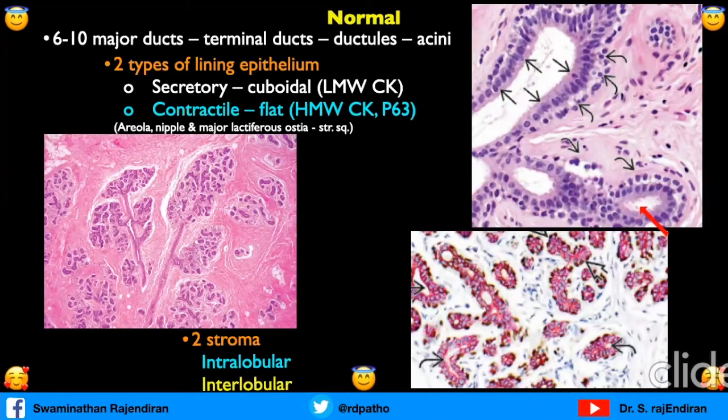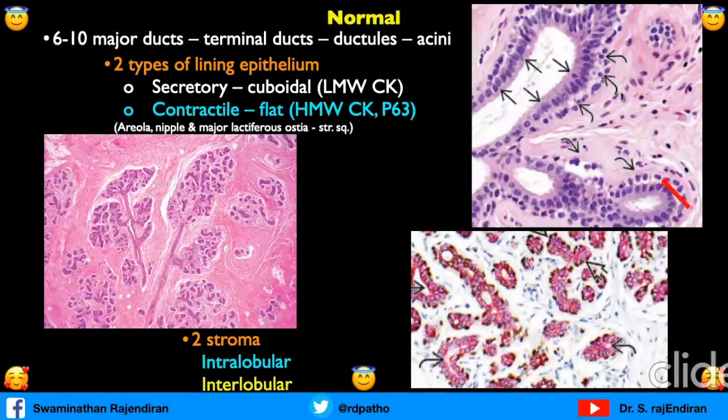Imagine these are myoepithelial, muscle and epithelium. So the muscle part contracts and pushes the secretions into the ductules. So these two layers of lining epithelium are very, very important to understand. Whenever there are more than two layers, then it is hyperplasia, minimum hyperplasia. Okay. And this myoepithelial and epithelial relationship is lost in malignancy. In case of malignancy, it has to be either epithelial proliferation or myoepithelial proliferation.